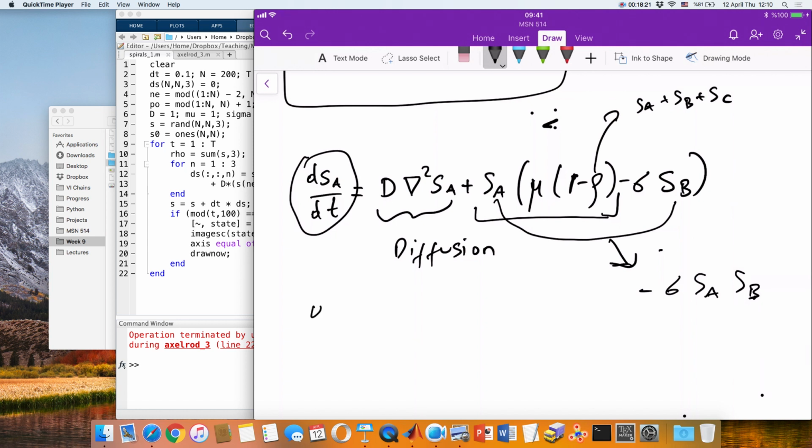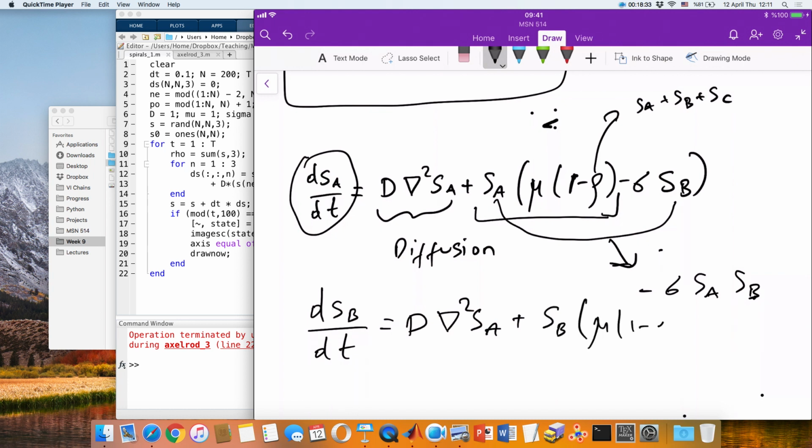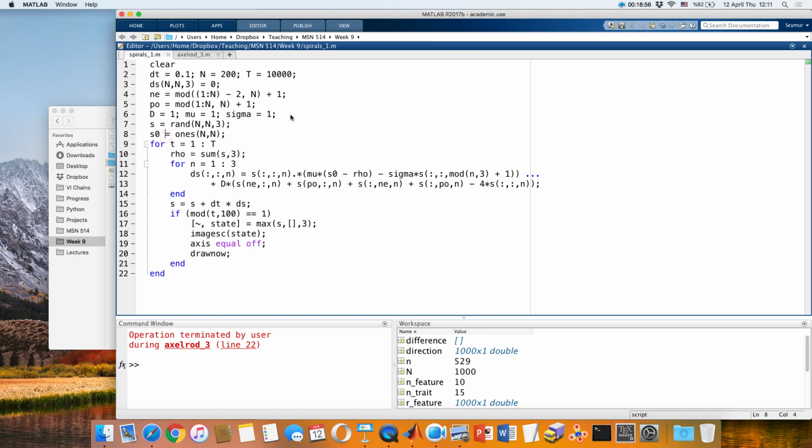So if you keep writing these equations, it will be very similar. So this time you will have SB, 1 minus rho, minus sigma. What should be here? SC, right? Because C eats B. And the same thing with C, but here it will be SA, right? SC is eaten by SA. So this code implements that, okay?